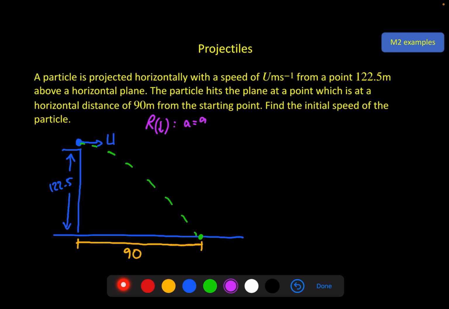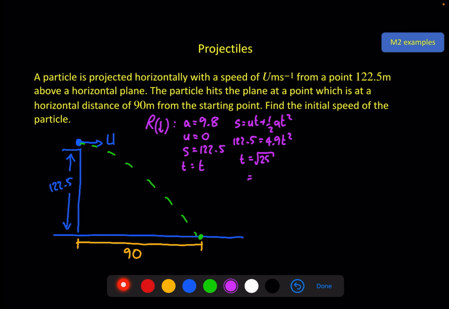We've got a is equal to 9.8 downwards. We've got u is equal to 0. s is equal to 122.5 downwards, so that's positive again. And t is the important thing I'm trying to find to help me with the horizontal bit. Same formula again. s equals ut plus a half at squared. u is 0, so we get 122.5 is equal to 0 plus a half times 9.8, that's 4.9 t squared. Remembering t must be positive, and putting that on my calculator gives me a really nice answer.